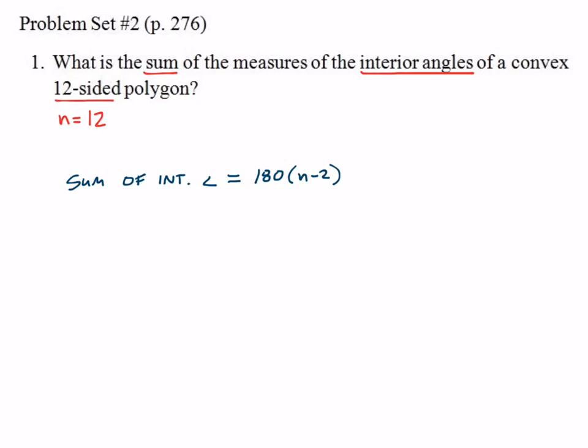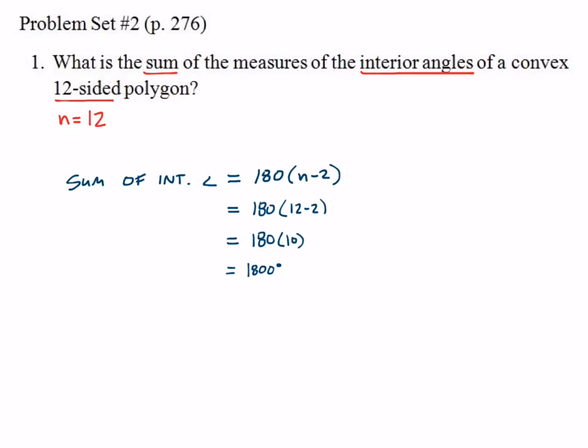So I always want to start with these problems by writing down my formula, and then I can plug in the given information. And so I was given that n equals 12, so it's simply going to be 12 minus 2, and then I can use my order of operations to work this down. So it'll be 12 minus 2 is 10, and therefore 180 times 10 will simply be 1800 degrees. And really, that shows the answer just fine because I've clearly identified what it is I'm looking for up here.